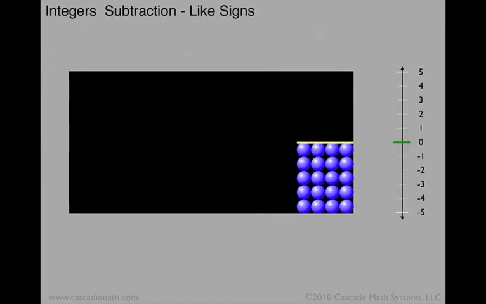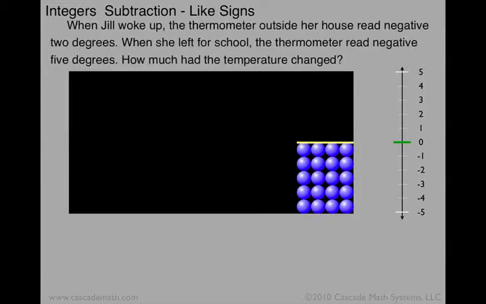This time I'll start it and let you finish. When Jill woke up, the thermometer outside her house read negative 2 degrees. When she left for school, the thermometer read negative 5 degrees. How much had the temperature changed? To find out how much the temperature had changed, we always subtract the smaller number from the larger number. In this case, we would subtract negative 5 from negative 2.